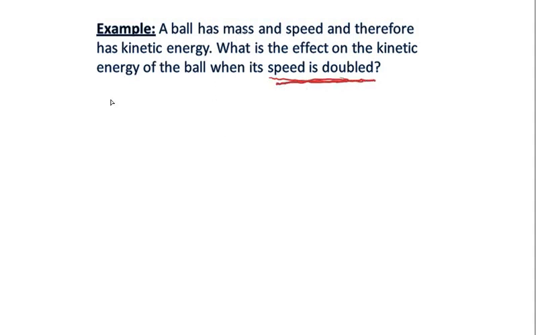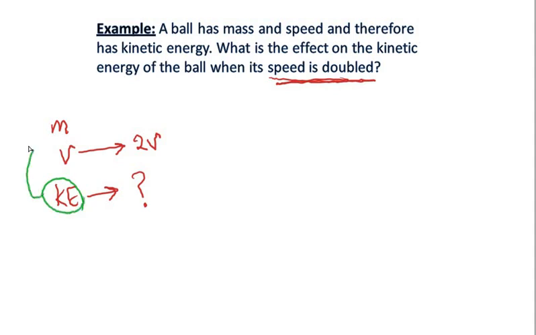A ball has mass m and speed v, and therefore has kinetic energy. We have Ke. What is the effect on kinetic energy? How will the kinetic energy of the ball change when its speed is doubled? When v becomes 2v. When a value is doubled, it means that this value is multiplied by 2. Like when v is 3, if you double it, it's 6, and so on. Now, firstly, before we change the value of v, we need to write a formula of Ke with m and v. We know that the kinetic energy is equal to half mv squared.